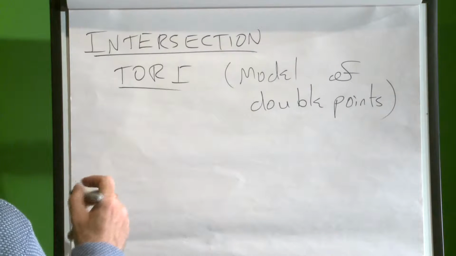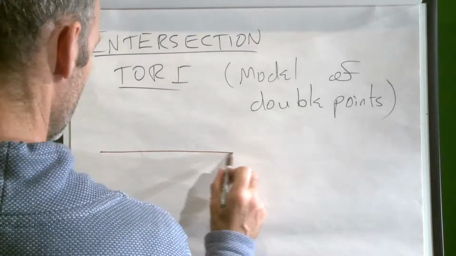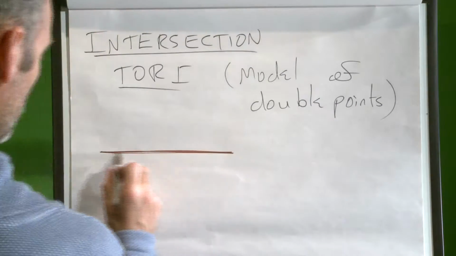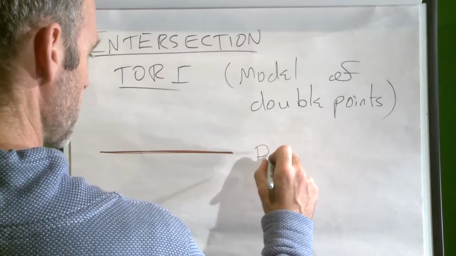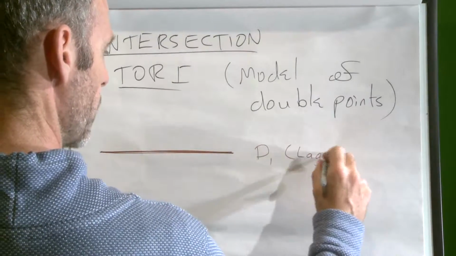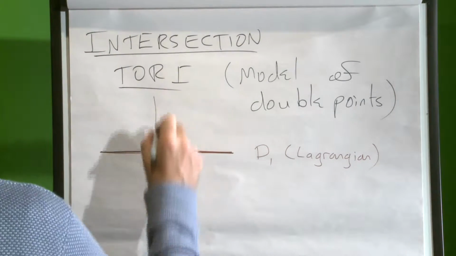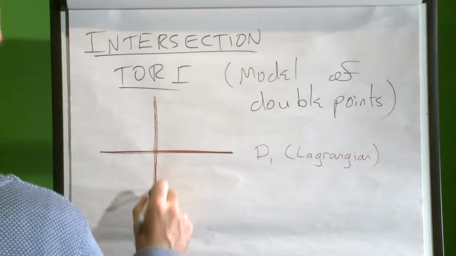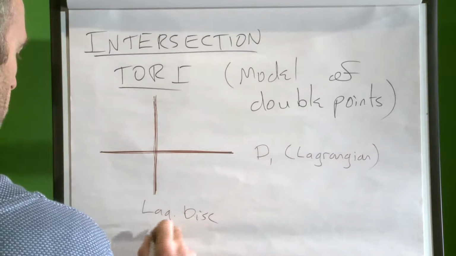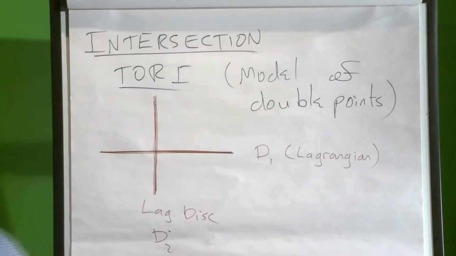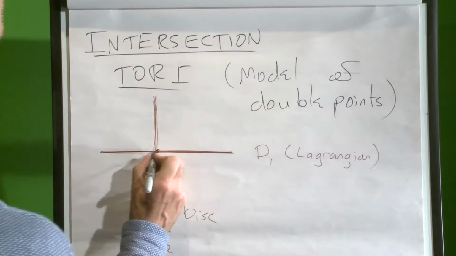Now the model that I am going to construct has the following properties. Again, I'm halving the dimension to be able to picture it here. So here you have some disk D1. In fact, this is a Lagrangian disk with respect to a natural symplectic structure. On the other hand, your second disk, another Lagrangian disk, D2, and suppose they have an isolated intersection point here.